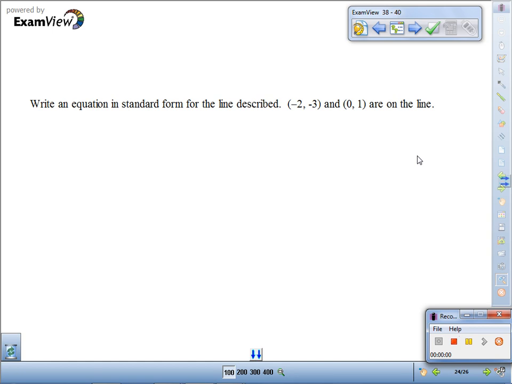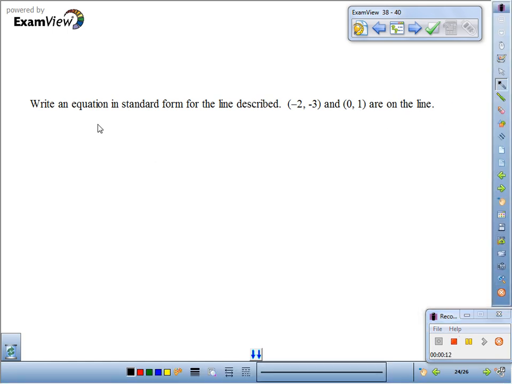All right, let's continue. This is number 38. It says, write an equation in standard form for the line described by (-2, -3) and (0, 1) that are on the line. So they want us to write an equation in standard form. Be careful with this one. This one's a little tricky because they throw a little curve at the end.